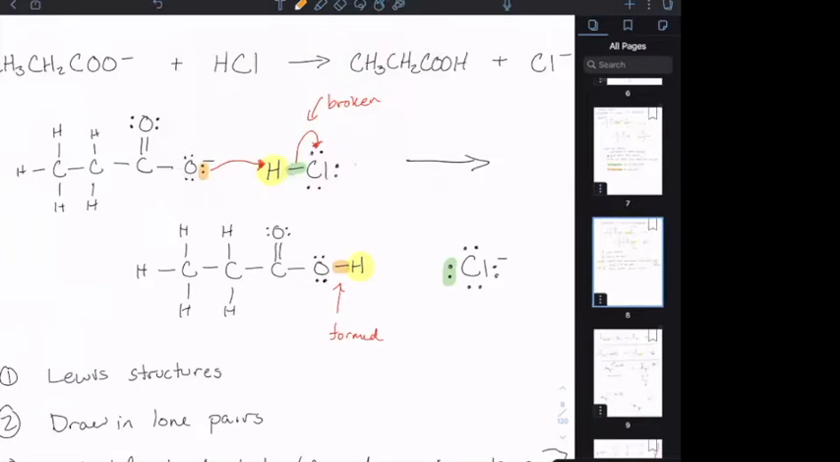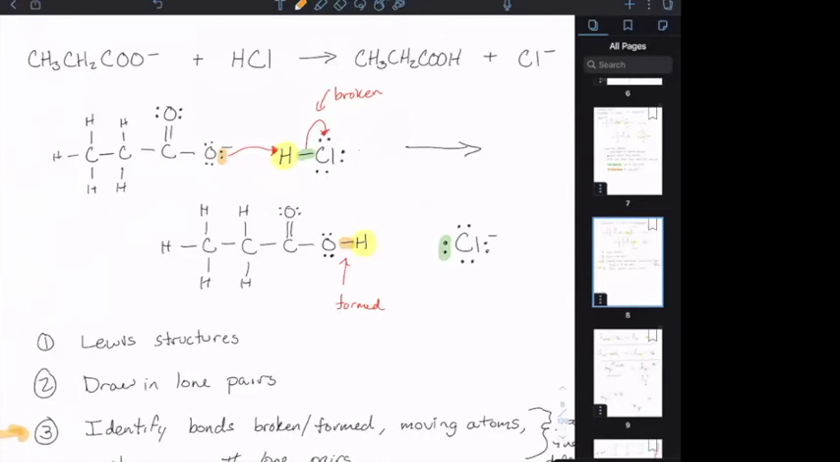So the pairs that I've colored here, the ones in orange and the ones in green, those are the same. It's just that what used to be a lone pair of electrons in orange became a bonding pair, and what used to be a bonding pair in green became a lone pair.